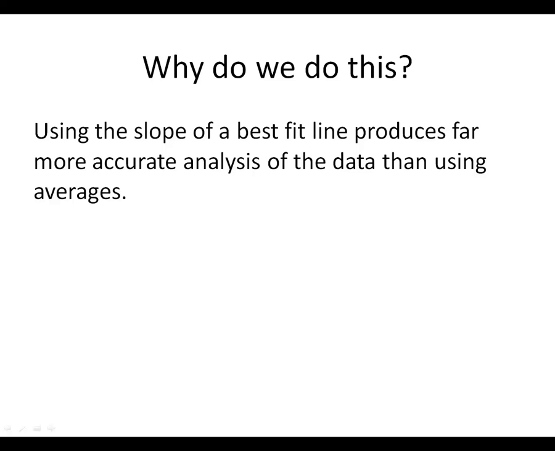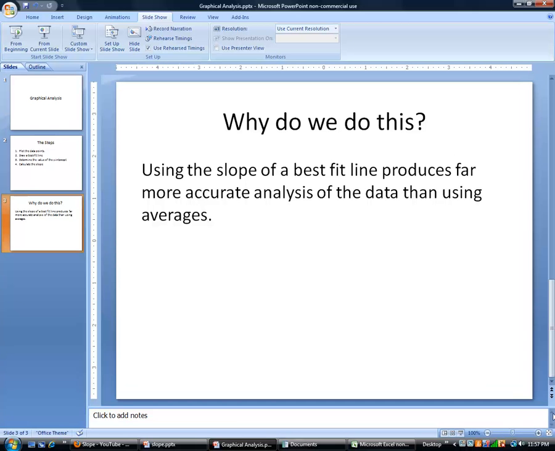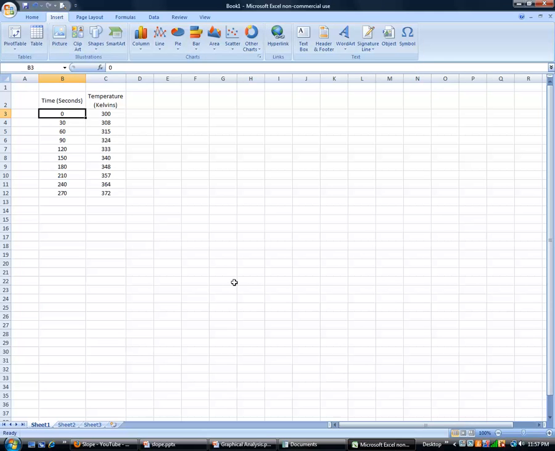Why do we do this? We do this because using the slope of the best fit line produces far more accurate analysis of the data than using the averages. So I'm going to back out of this really quick and hop into Excel.